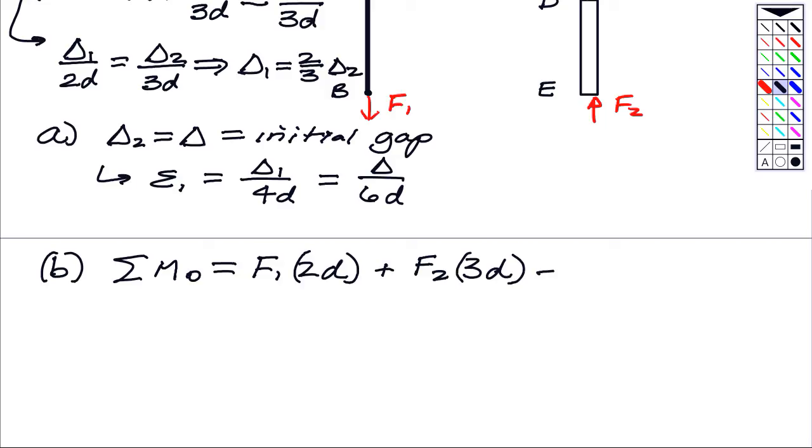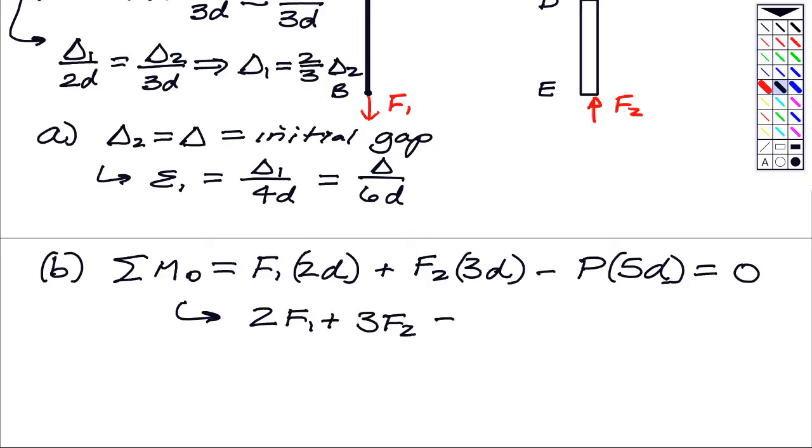And then P has a moment arm of 5D. It's in a clockwise direction, so there's a negative sign. And for equilibrium, that's equal to 0. So from this, we see that 2F1 plus 3F2 is equal to 5 times the applied force P.